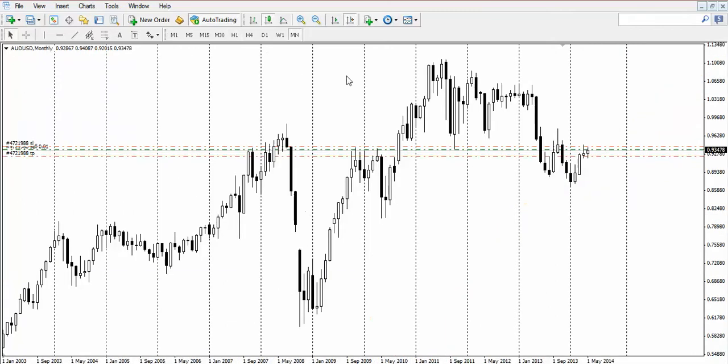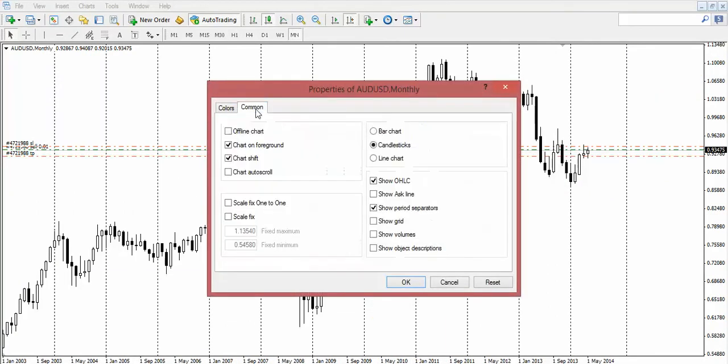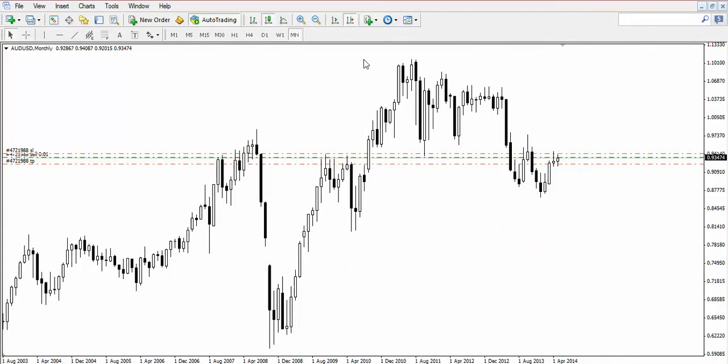Moving on to the Aussie dollar. Let me just get rid of these. Okay, please ignore these lines here. This is a different strategy that I've been trading.